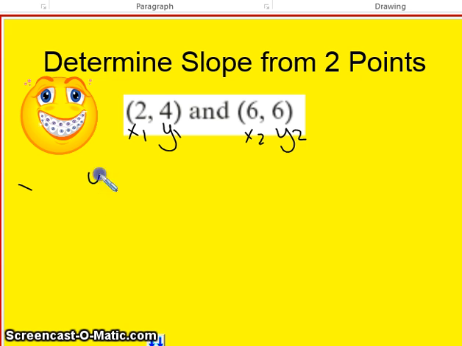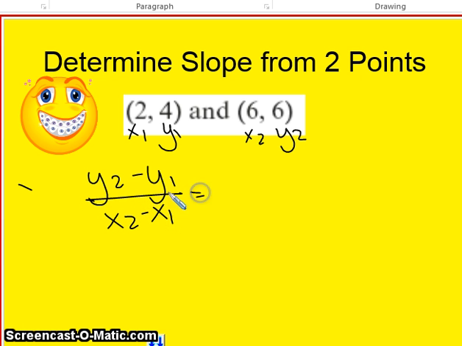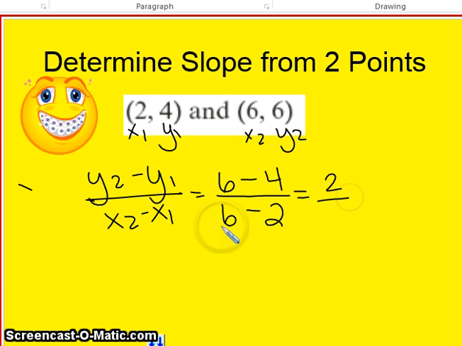Now to find my slope, I use my formula, y2 minus y1 over x2 minus x1. Now I know y2 is 6, and then I'm subtracting y1, which is 4, and I'm dividing that by x2, which is 6, minus x1, which is 2. And now I just have to simplify the top and bottom and then divide. So 6 minus 4 is 2, and 6 minus 2 is 4, so I have 2 over 4, and when I simplify that fraction, I get 1/2. So the slope between these 2 points, the slope of the line, is 1/2.